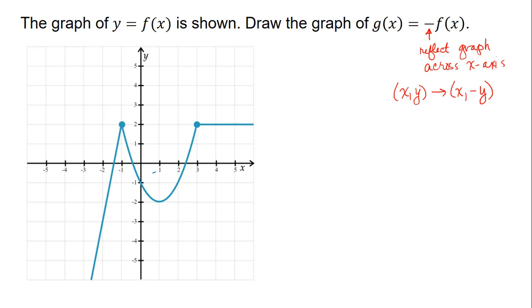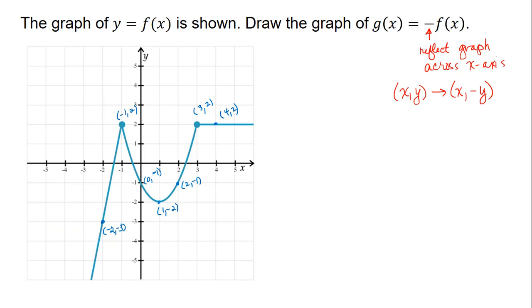So let me label these points on the graph of f again. We have negative 2, negative 3, negative 1, 2, 0, negative 1, 1, negative 2, 2, negative 1, 3, 2, and 4, 2. So on the reflected graph, we keep x the same but take the opposite of y.